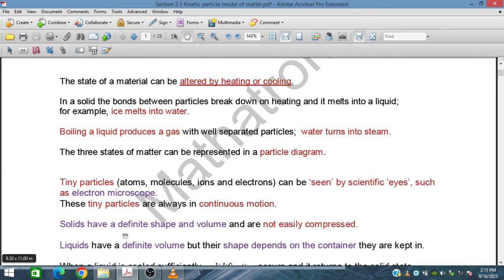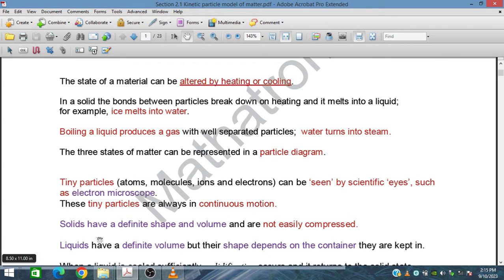Tiny particles, that is atoms, molecules, ions, and electrons, can be seen with a scientific instrument, the electron microscope. These tiny particles are always in continuous motion at a certain temperature.